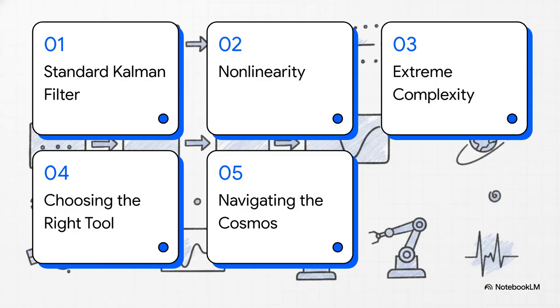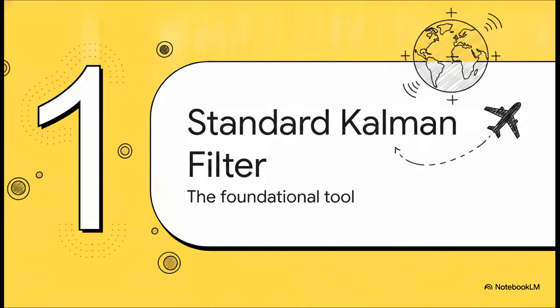Okay, let's take a quick look at our roadmap. We'll start with the Standard Kalman Filter, then move into bending the rules with nonlinearity, tackle extreme complexity and chaos, figure out choosing the right tool, and finally, wrap up with navigating the cosmos. Let's jump right in. Section 1.